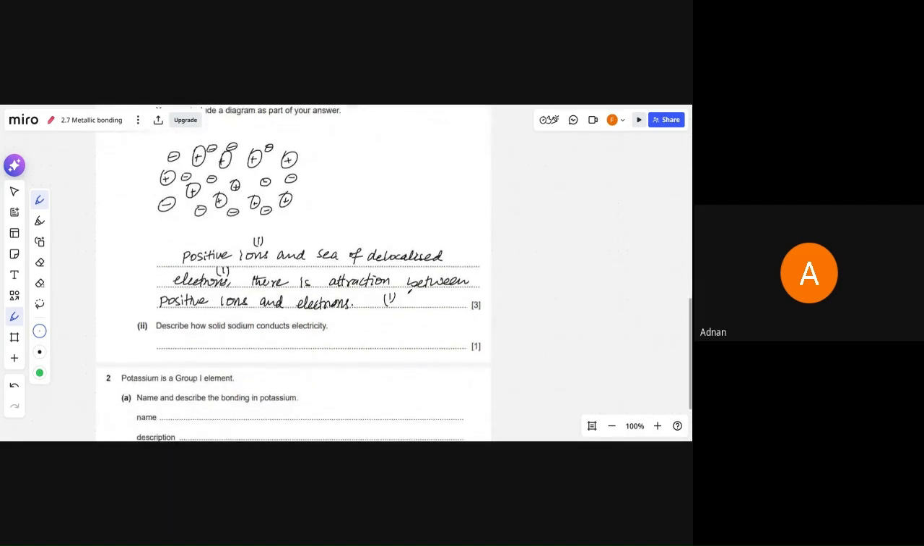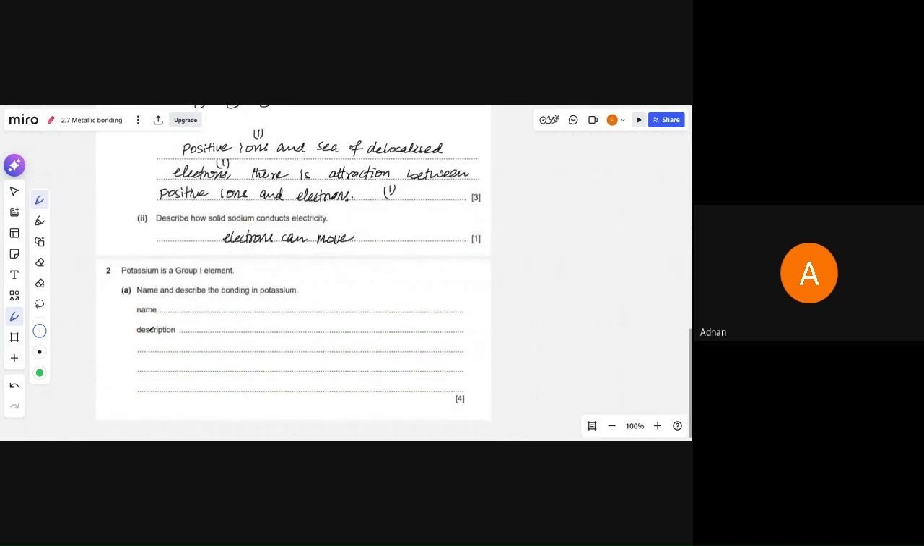Okay, next question. Describe how solid sodium conducts electricity. It has 1 mark, so you can say that electrons can move. So electrons flow or electrons can move. The next one: potassium is a group 1 element. Name and describe the bonding in potassium. Since potassium is from group 1, and groups 1, 2 and 3 are metals, we have already talked about this. So the bonding will be metallic.